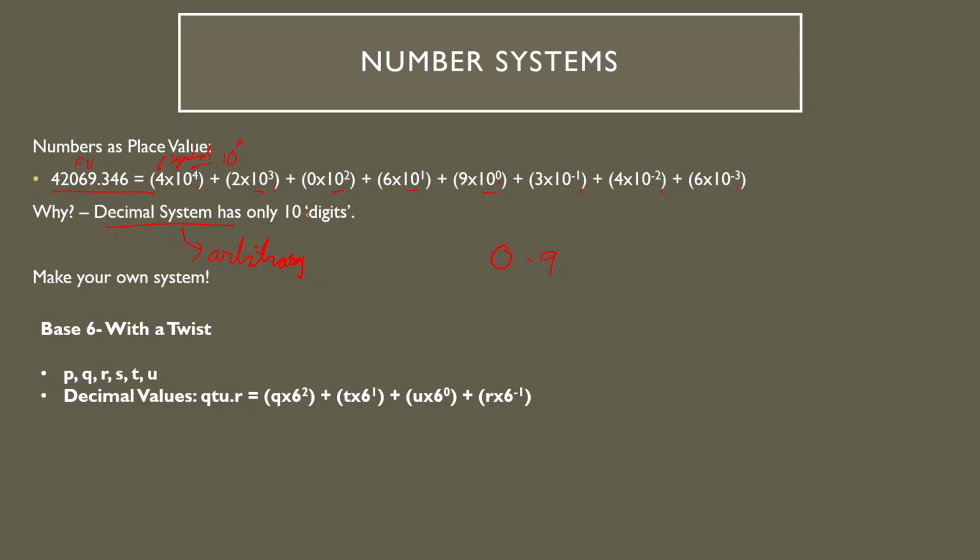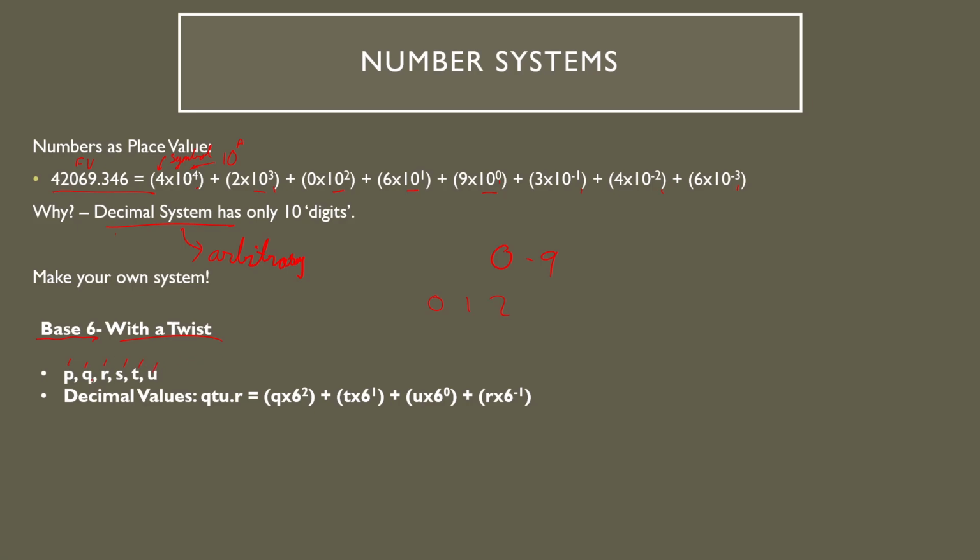So, as I said, the decimal system having 10 digits is completely arbitrary. Let's try making our own system, just to get a feel of how arbitrary the decimal system actually is. I'm going to make a random one called base 6 with a twist. Instead of using 0 to 9, which are just random squiggles on a screen, I'm going to use other random squiggles on a screen, P, Q, R, S, T, and U to denote our digits.